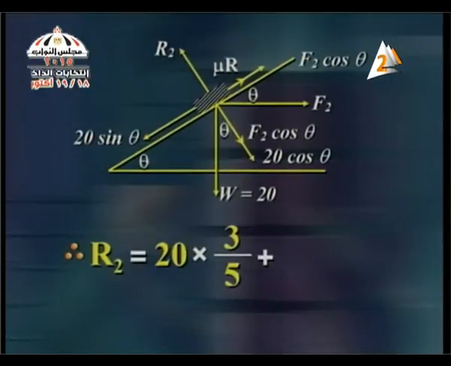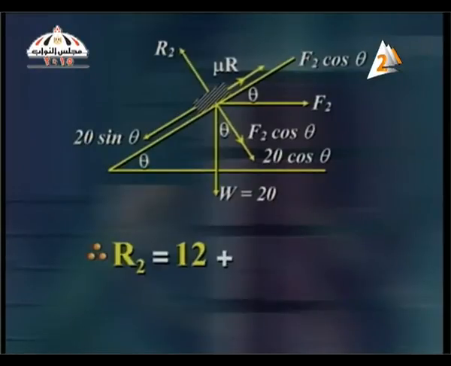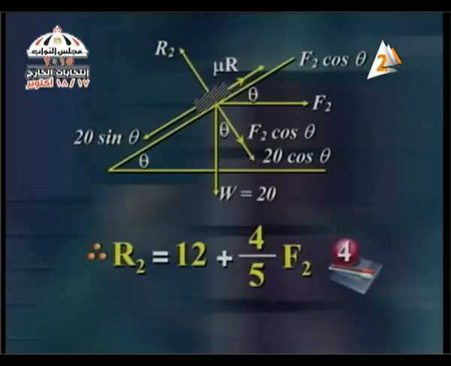Now, R2 equals 20 times 3 over 5 plus 4 over 5 F2, and after calculation you can get the following step. R2 equals 12 plus 4 over 5 F2, and this is equation number 4. Now, F1 equals F2 equals F.